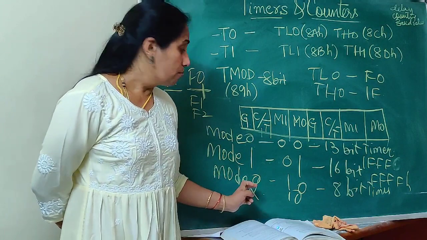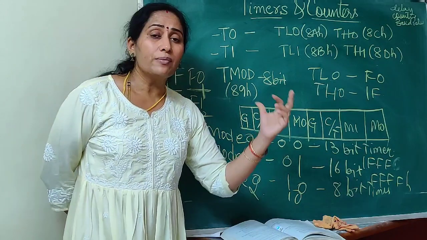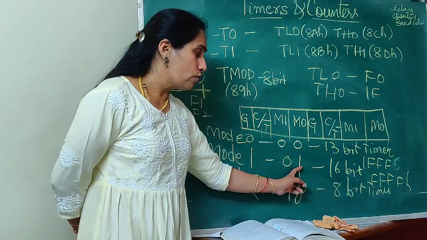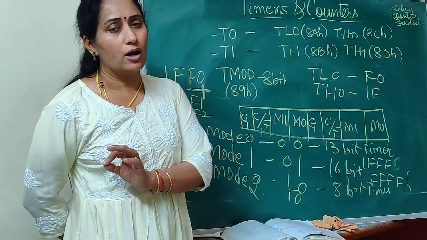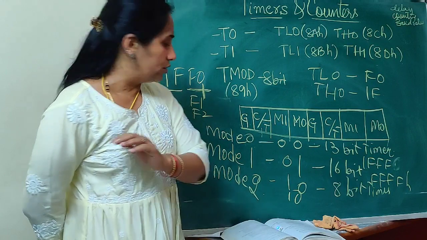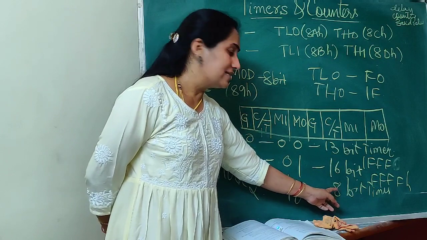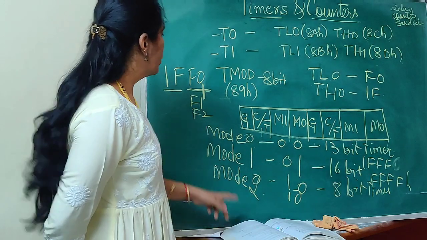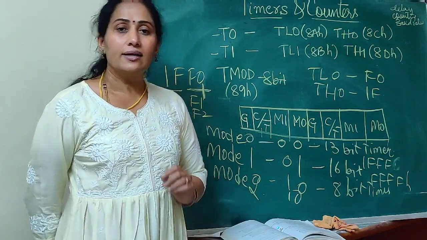So mode 0, mode 1, mode 2. Mode 0 is a 13-bit timer. It can count from 000 to 1F FF. Mode 1 is 01, it is a 16-bit timer. From 0 to FFFF it can count. With every clock pulse falling edge, the up counting is going to take place. Mode 2 is going to generate the smallest delay. It's an 8-bit timer. It has auto reloading facility. Fine. This is going to be the TMOD register. It's an 8-bit register. It is a byte.